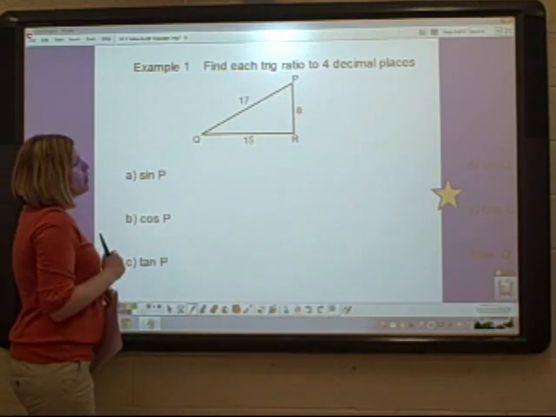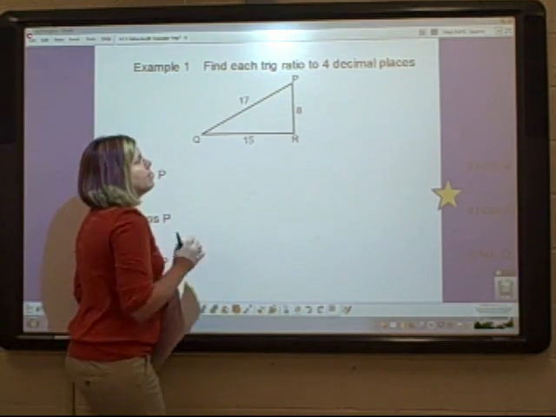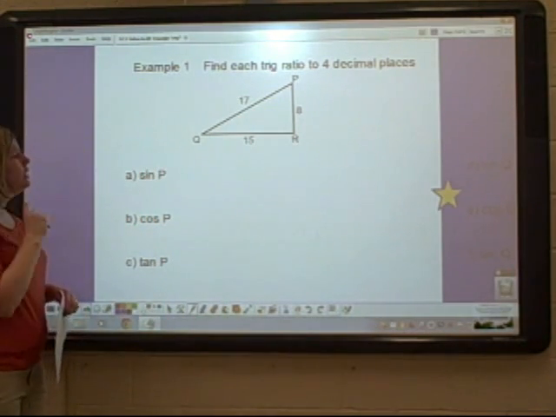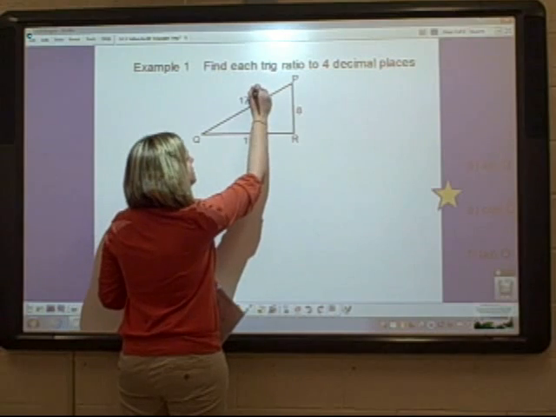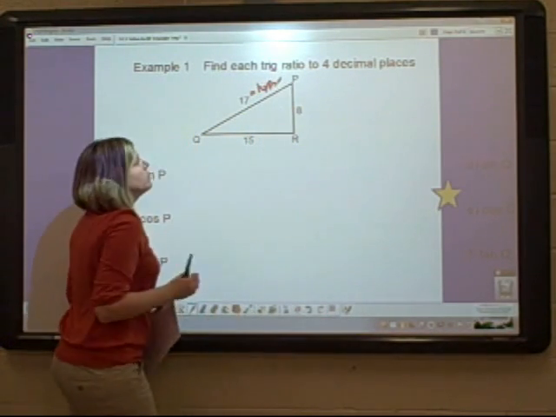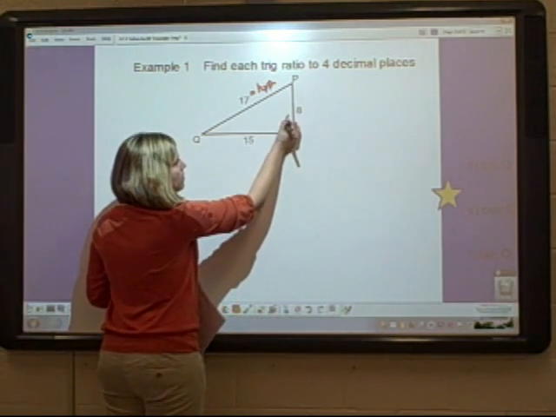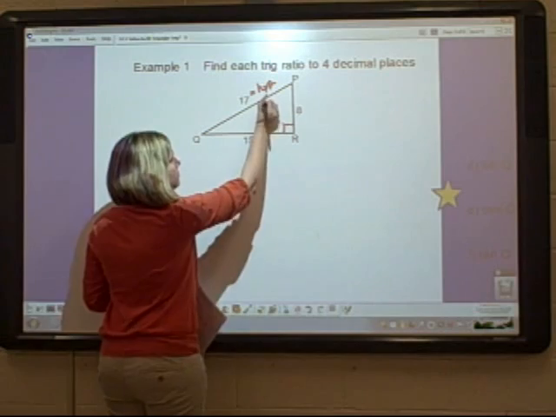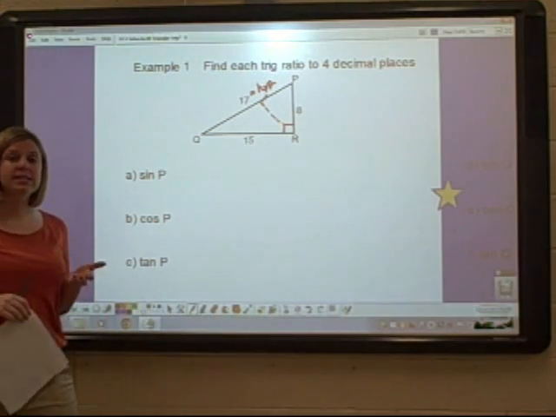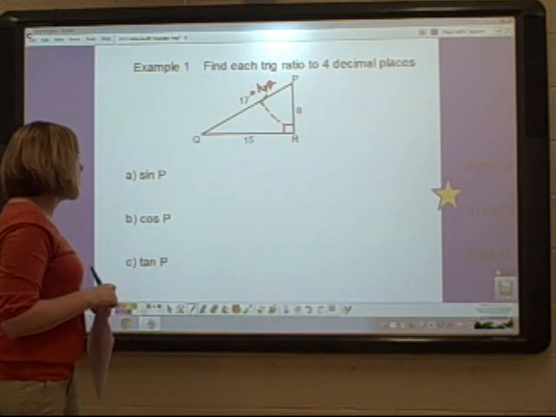So we have our triangle here, and we got sides of 8, 15, and 17. We know that 17 is our hypotenuse. And the reason it's our hypotenuse is because it is directly across from the right angle, and it's also the longest side of the triangle. The hypotenuse is always going to be the biggest side.